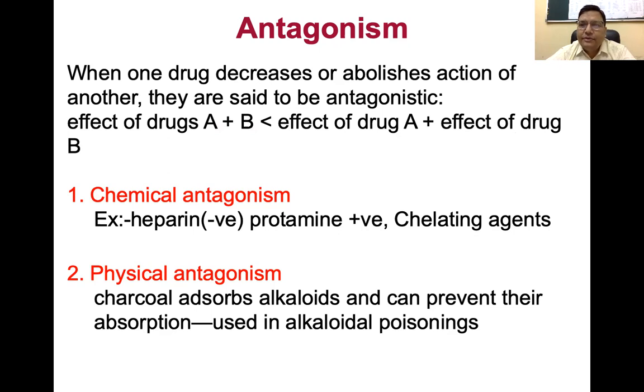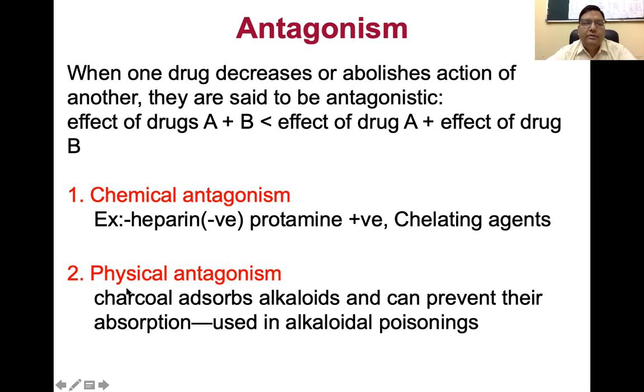So the different types of antagonism can be chemical antagonism. When a patient is on heparin, protamine is the chemical antagonist for heparin because it is a positively charged molecule, and based on this chemical structure, it is going to bind with the heparin and inhibit its action. Similarly, chelating agents in the case of heavy metal poisoning. So this binding is because of the chemical structure, and such inhibition is known as chemical antagonism.